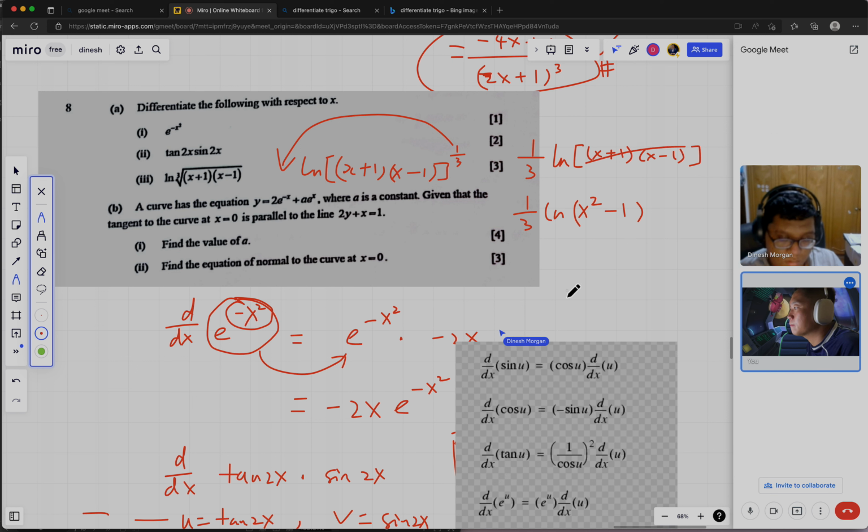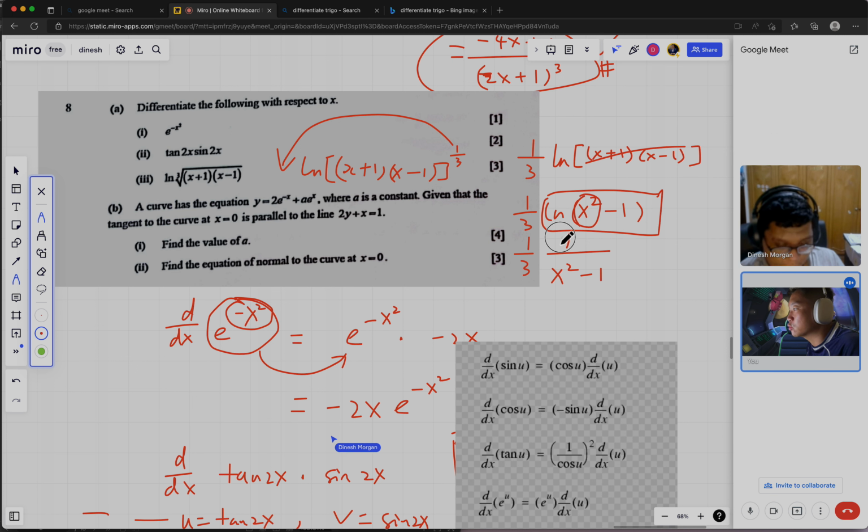Okay. Then after that continue. So when you differentiate, basically the one third you can take out because it's constant. So now what you do is it's 1 over x, 1 over x squared minus 1, and then you still have to differentiate the other part. So this is the first thing you differentiate. Then this is the second thing you differentiate, which is 2x. So that's why you end up with this answer after differentiation.